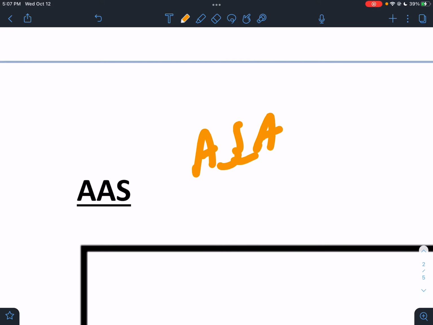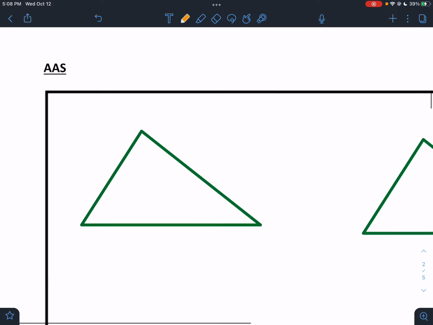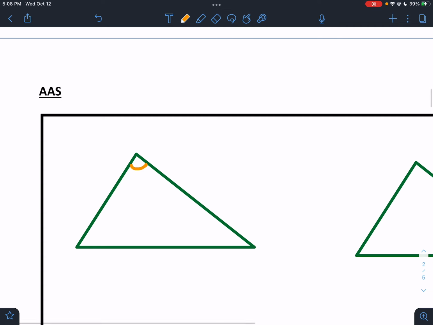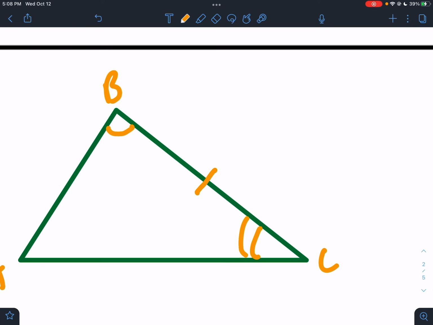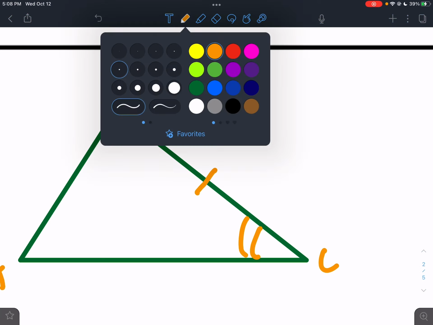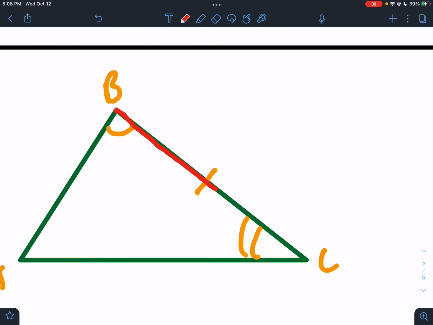Now that side is holding hands with two angles. But that's not what we're working with. We're working with AAS. What would that look like? Well, if I had these two angles, I'll call this A, B, and C. Which side are we talking about? It's got to be a non-included side. Well, if you thought it was this one, you thought wrong. If I were to draw that side, did I touch both angles? Yes. That is the included side.